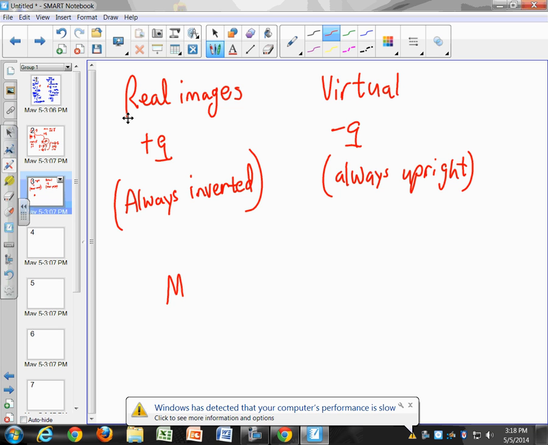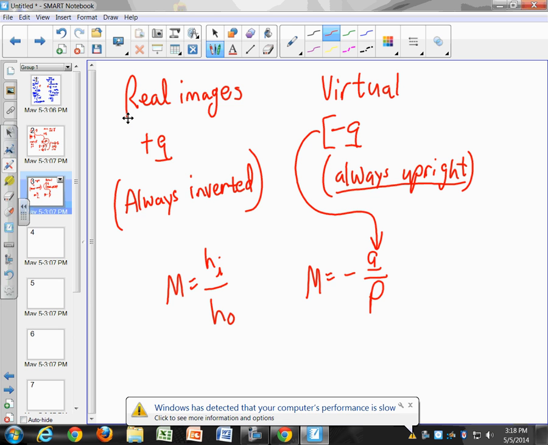Also, the magnification. Remember, we can find our magnification in a couple of different ways. I can say that it's HI over HO, the height of the image over the height of the object. And then I can also find it in this way, negative Q over P. Because virtual images are always upright, and because they have a negative image distance, that means if this Q value is negative, our magnification is going to be positive, because we have two negative signs. So that's mathematically how we describe them as always upright.